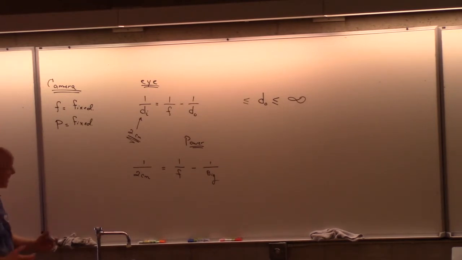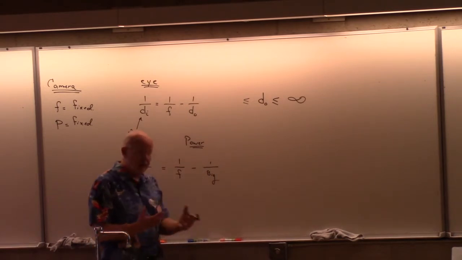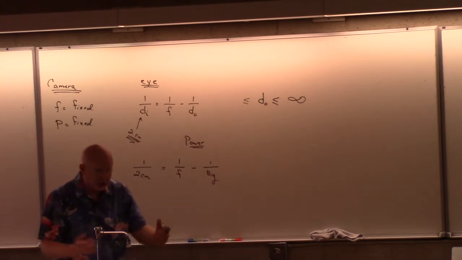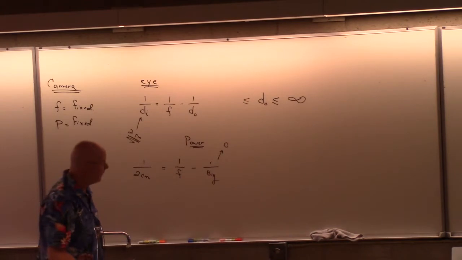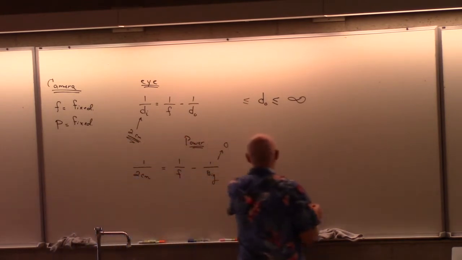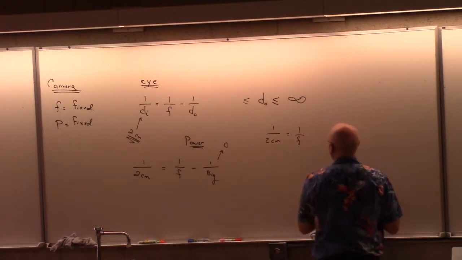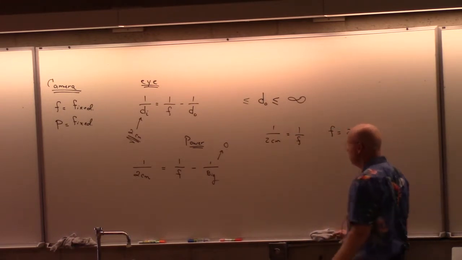And then, of course, what's nice about that is, what would you call 1 divided by a big number? 1 divided by 1,000,000, 1 divided by 1,000,000,000, 1 divided by 1,000,000,000,000. Yeah, I'd say that's pretty much 0. And so then I would get something like 1 over 2 centimeters equals 1 over the focal length, and so the focal length is 2 centimeters.